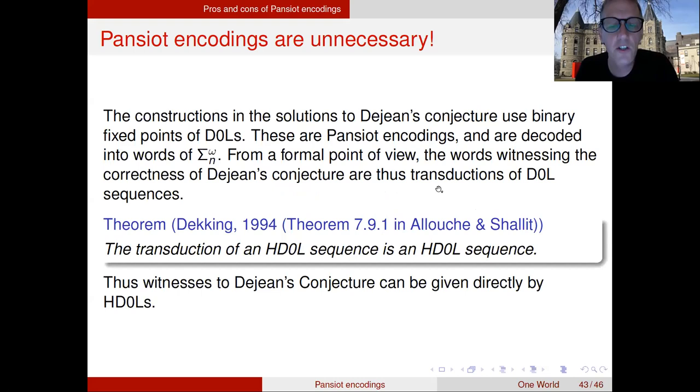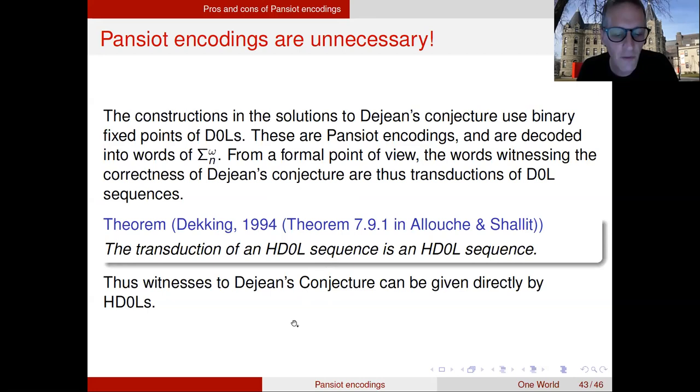Oh, and now here's a couple of slides. Pansiot encodings are unnecessary. You don't need them. The constructions in the solutions to Dejean's conjecture use binary fixed points of D0L systems. These are Pansiot encodings. They're decoded into words over the alphabet sigma n. So from a formal point of view, the words witnessing the correctness of Dejean's conjecture are transductions of D0L sequences. But there's a theorem of Dekking, and you can look it up in Allouche and Shallit's book on automatic sequences: the transduction of an H-D0L sequence is an H-D0L sequence. So witnesses to Dejean's conjecture can be given directly by H-D0L systems over horrendous alphabets.